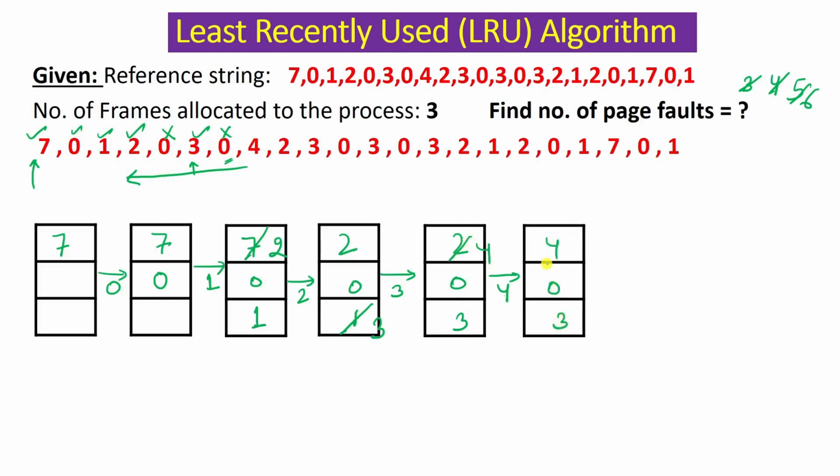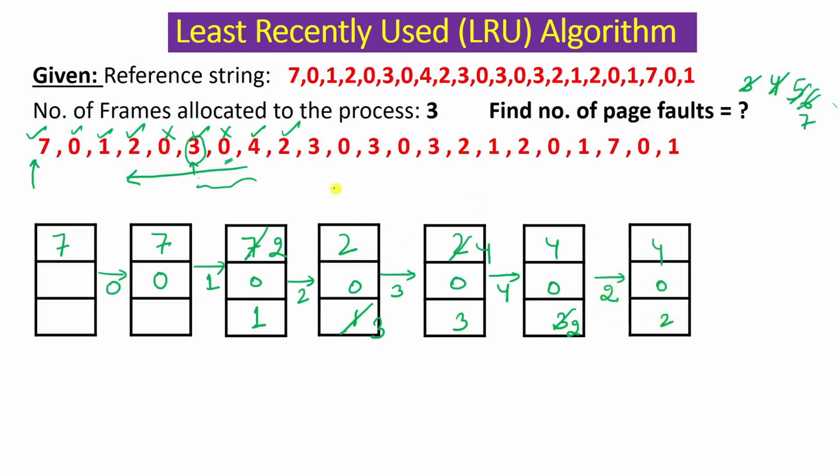Okay, so 4 gave me a page fault. Now let's come to 2. 2 is not present here, so it will give me a page fault. That is the 7th page fault. Which page should I replace? Out of 403, you can see 3 is the page that was used a very long time ago in the past, right? So 3 should be replaced by this 2, and it will be the new content.